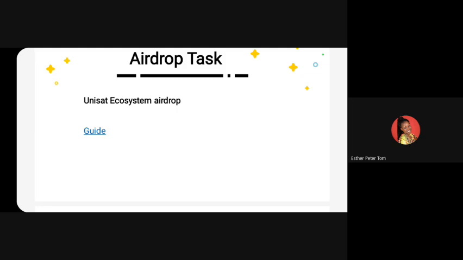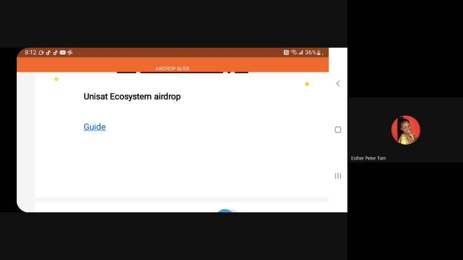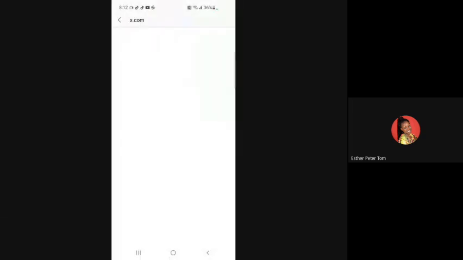Every project launching on Bitcoin layer 2 wants to do an airdrop to attract people to come to the ecosystem. So there are so many products that will do an airdrop. For instance, inside this Bitcoin layer 2, there is dot swap, bull bridge, Unisat bridge, pizza swap, so many of them.